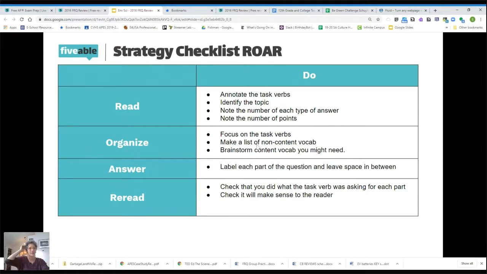Organize, focus on the task verbs. Make a list of non-content vocabulary, such as if you're being asked to explain, you might have therefore or this leads to. Those connecting words are going to help you make a sentence frame for yourself. And brainstorm vocab that you might need. So once I know a question is about a certain topic, I might even do a vocabulary vomit on a notepad, so I can get back to that vocabulary when I need it. Because a lot of times AP is looking for very specific vocabulary.